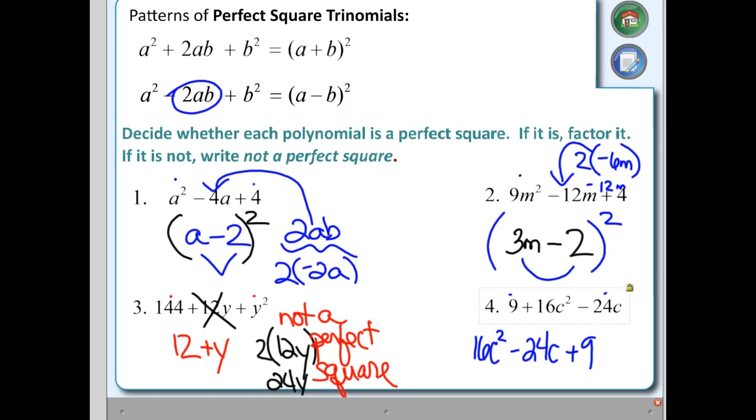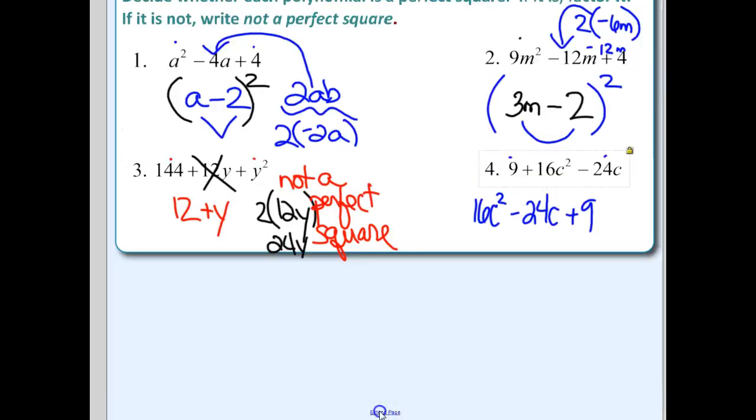All right, so now that we have that in standard form, let's see if we've got a binomial squared. Look at the first term. Is the first term a perfect square? Well, when I look there, it's 16c squared, so that's a perfect square. So let's go ahead and write down 4c. Again, I got a minus sign in the middle, so there we go. Is 9 a perfect square? It sure is. We're going to put 3.